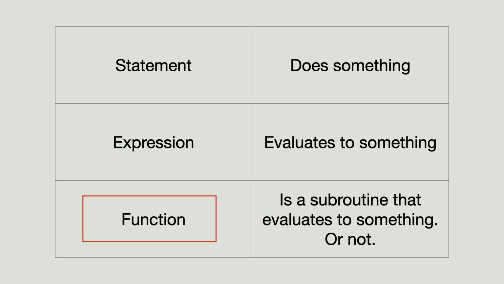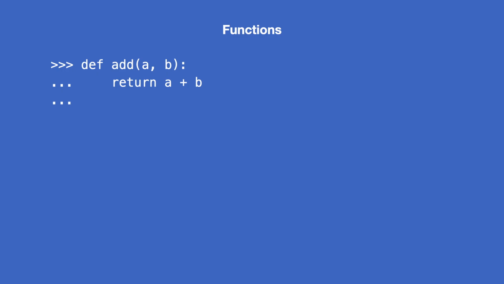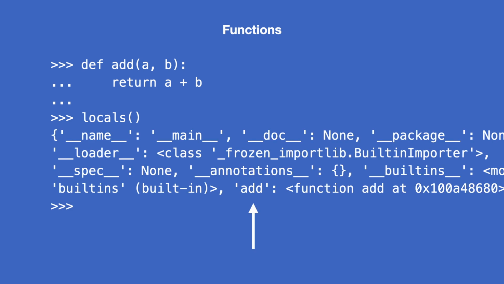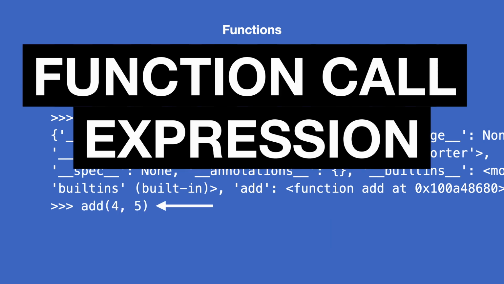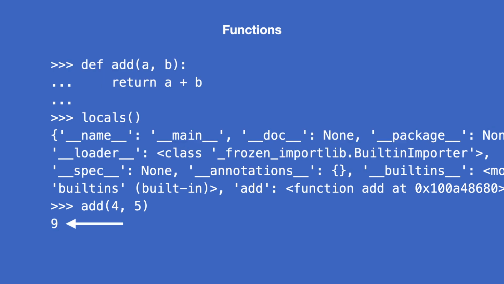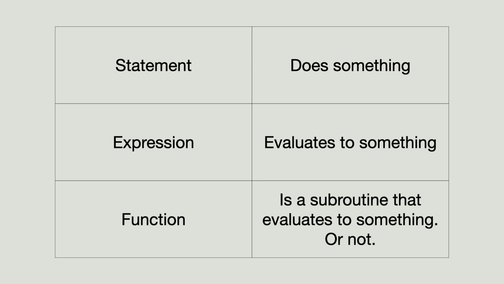So what about functions? Well, here is where things get more fuzzy, at least in Python. What happens if I execute this code? Nothing. Well, not nothing, of course. I call locals again. And look at that. Name add was created and its value is a function object. Calling the add function is a function call expression and evaluates to a value. In this case, the value 9. So, are we done here?